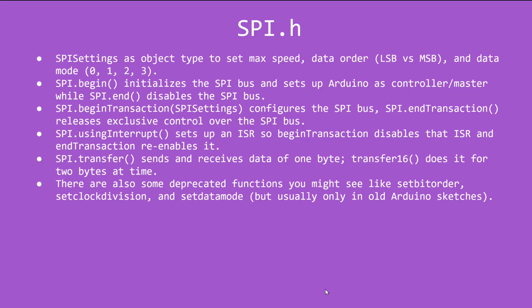Transfer just sends and receives data of 1 byte, and then there's transfer16 that does 2 bytes. Keep in mind, SPI is full duplex. It's going to send and receive at the same time. If it has nothing to receive, then it has nothing to receive. That's not an issue. And I already mentioned deprecated functions. As I said, there's a lot fewer functions, but there's a lot more built into them with SPI.